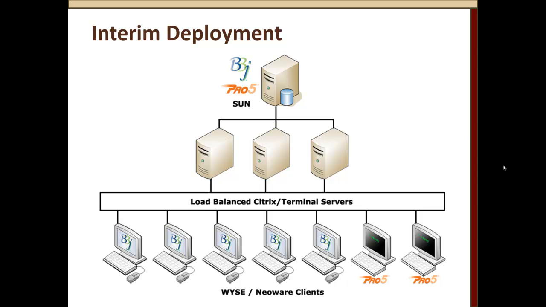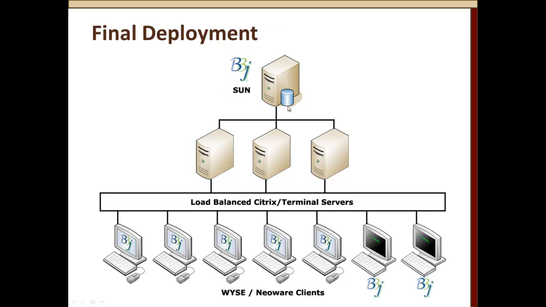Here's what the interim deployment looks like. The server is a Sun server with both Pro5 and BBJ installed. And then, at the application layer, they have load balanced Citrix terminal servers. At the client level, there are simple Wyse NeoWare thin clients, running, as I said, a mix of BBJ and some of them still running Pro5 character-based sessions.